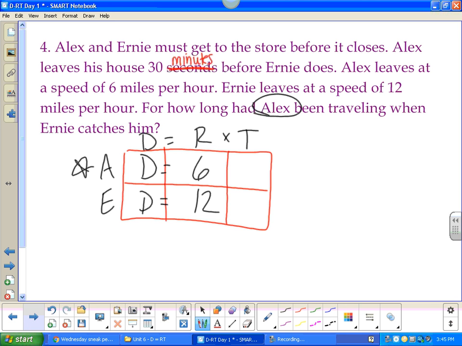All right, now let's talk time. Alex leaves his house 30 minutes before Ernie. If I write t plus 30, and this is in miles per hour, then what I'm saying is he leaves 30 hours before Ernie does. I need to put this in terms of hours. Well, how many minutes? What part of an hour is 30 minutes? And it's a half. So it's t plus 1/2. And I really want you to write 1/2 instead of a 0.5.